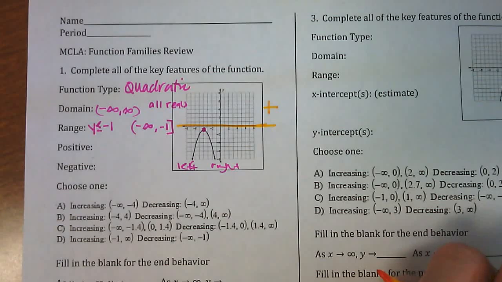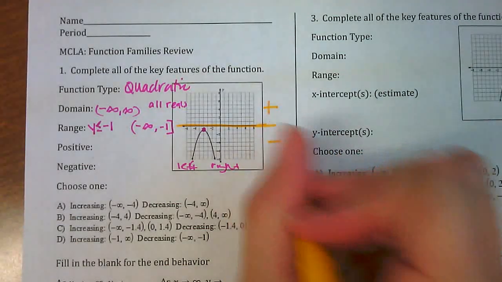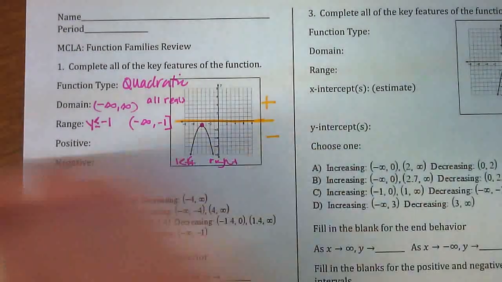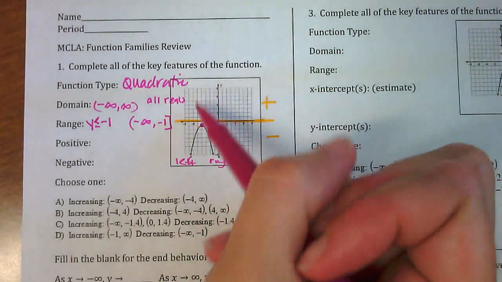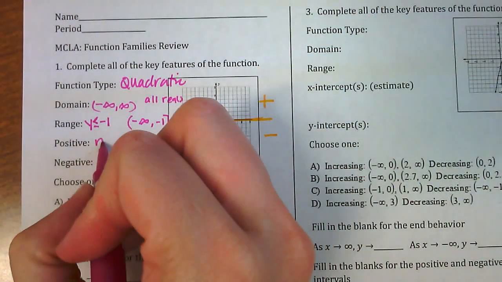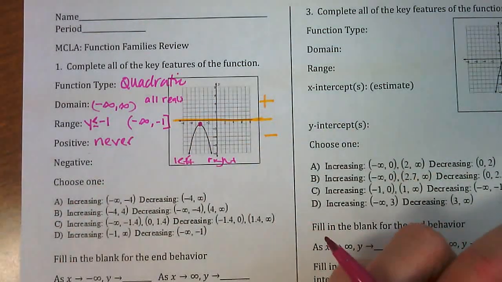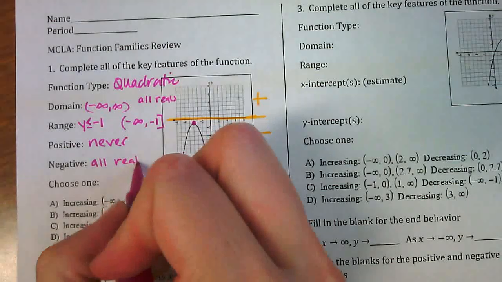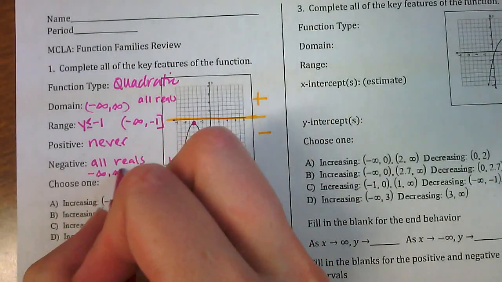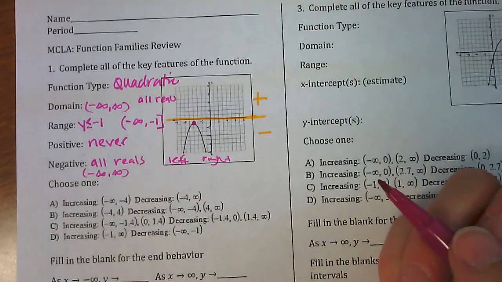Anything above the x-axis is positive, anything below is negative. So this graph never goes above the x-axis, so this graph is never positive. This graph is always negative, so we can say all reals, or we can say -infinity to +infinity.